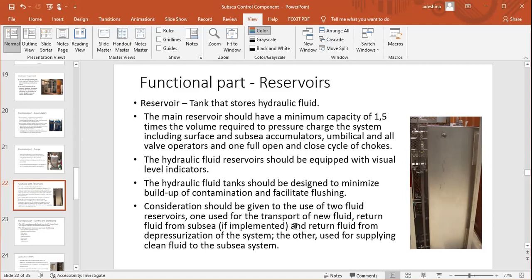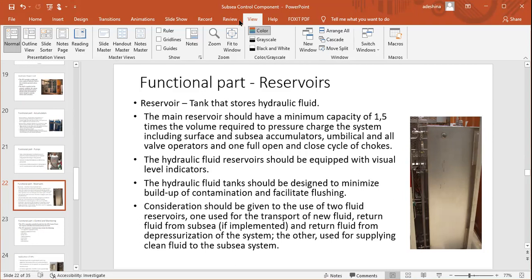Then also, the hydraulic fluid tank should be designed to minimize buildup of contamination and facilitate flushing. Before we have this reservoir, we also have a filter system put on the tank, just to ensure that whenever we are recycling hydraulic fluid, maybe moving from the system back into the reservoir, any dirt is trapped behind and is not entering our tank. Our tank should be as clean as possible. So consideration should always be given to the use of two fluid reservoirs, one used to transport new fluids, and the other for return fluid from subsea.